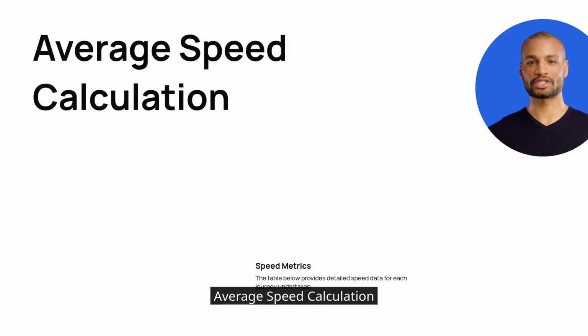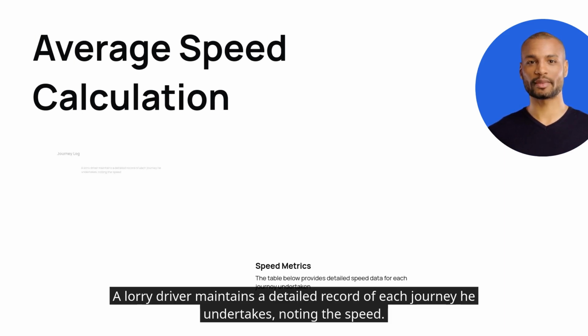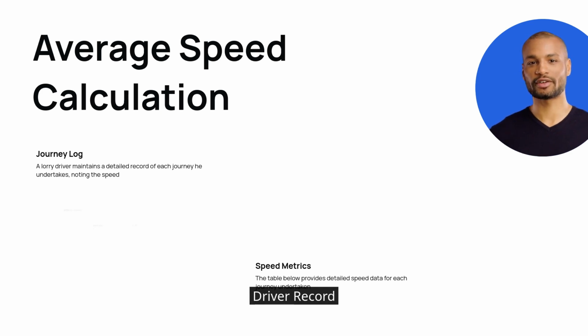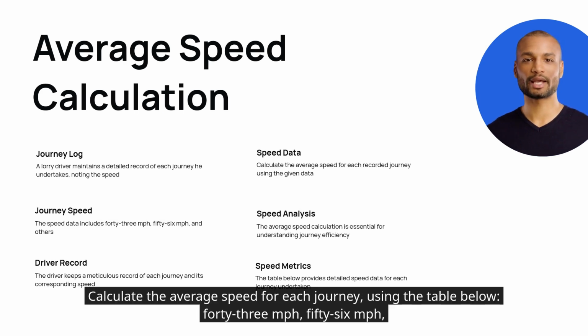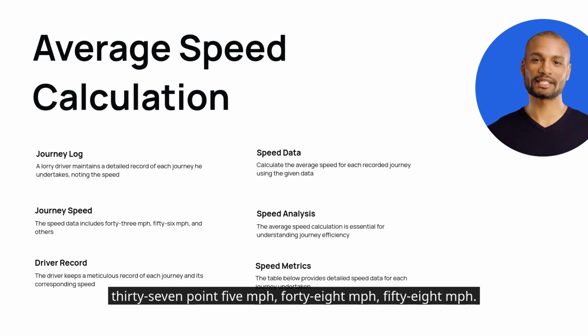Average speed calculation. A lorry driver maintains a detailed record of each journey he undertakes, noting the speed. Calculate the average speed for each journey using the table below: 43 mph, 56 mph, 37.5 mph, 48 mph, 58 mph.